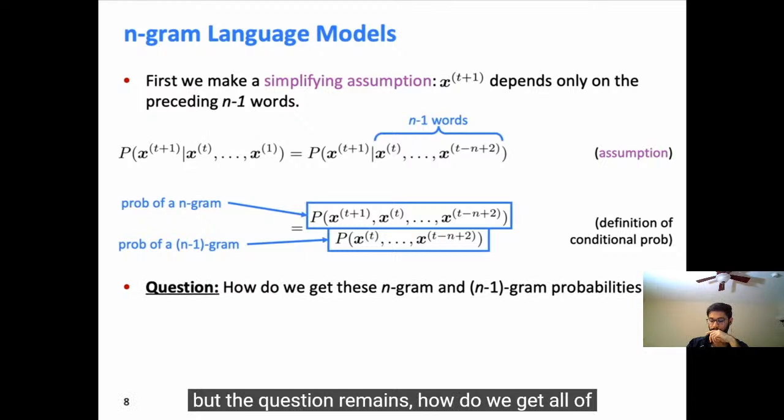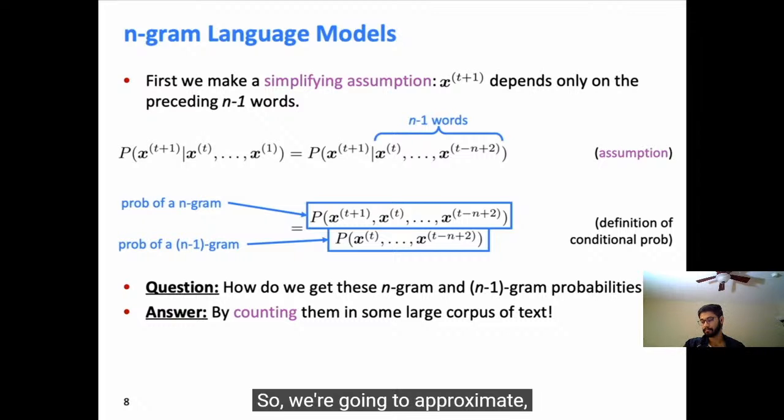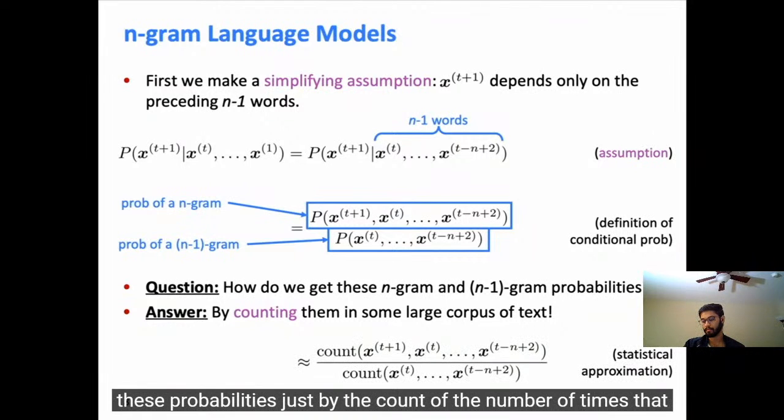But the question remains, how do we get all of these n-gram and n-1 gram probabilities? The answer is we're going to get them by counting them in some large corpus of text. So we're going to approximate these probabilities just by the count of the number of times that these particular n-grams and n-1 grams appeared in our training corpus.